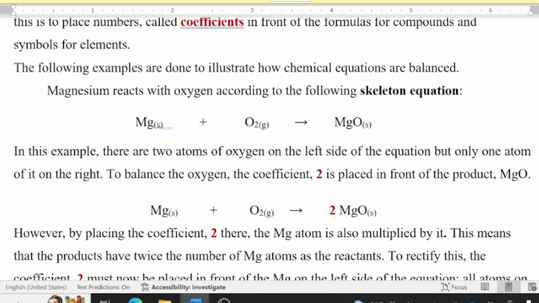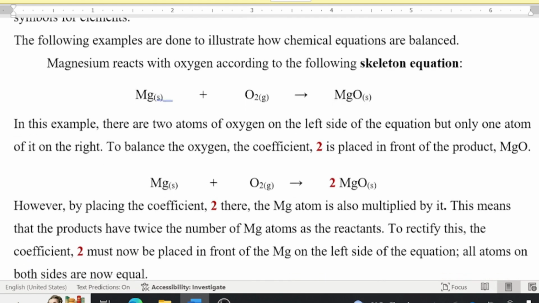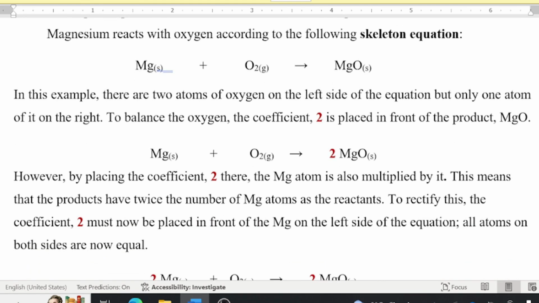So use a coefficient and put a 2 here, but be careful. When you put a coefficient of 2 here, not only are you doubling the oxygen here, but you're also affecting the magnesium here. So you see, put a 2 here, you're having 2 magnesium and 1 oxygen. When you look at the equation now, this side has less magnesium.